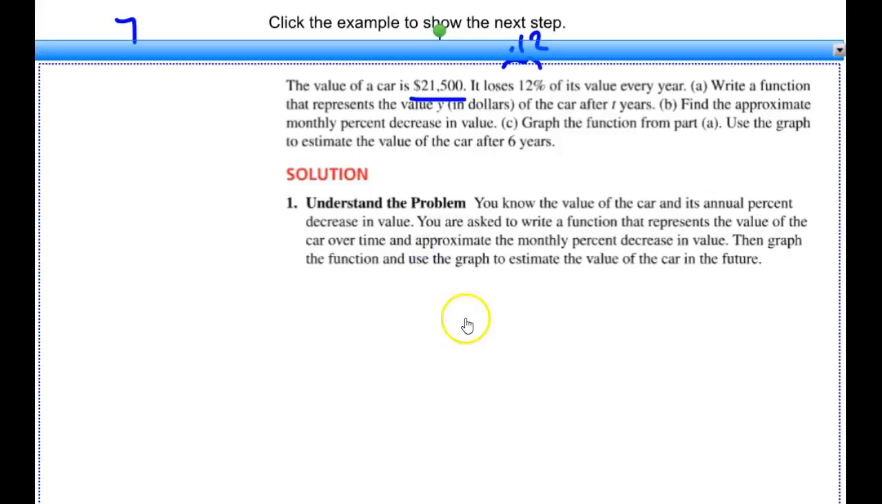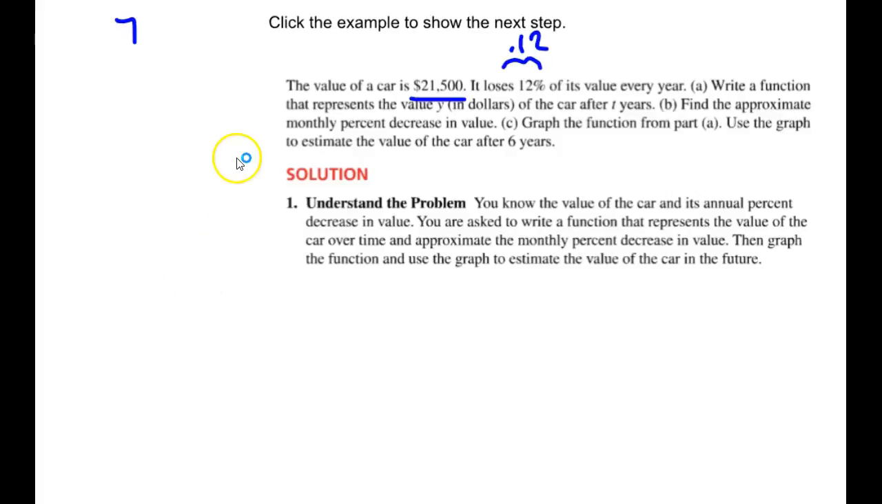12%. I don't like percents when I'm dealing with this, so I want to move my percent sign and make it a decimal, so it's going to be 0.12. That's all of the information that I need in order to write my equation. I also know that this is going to be a decrease, right? It loses 12%, so I know that this is going to be decay. I can keep that in mind.